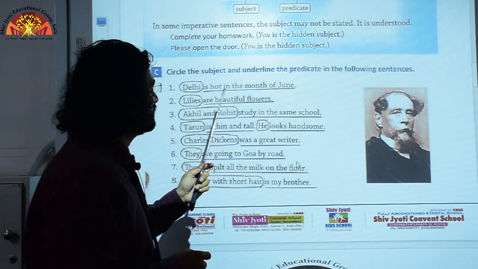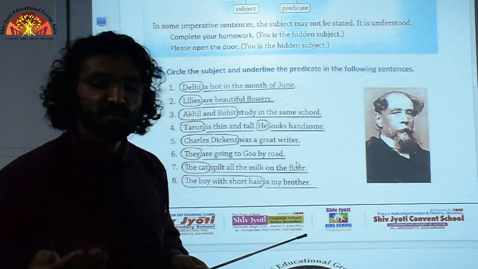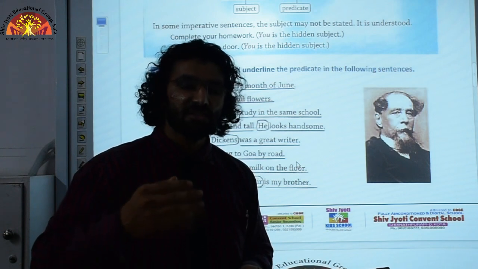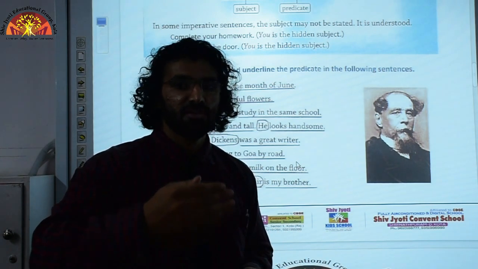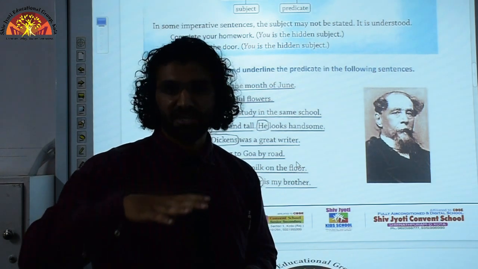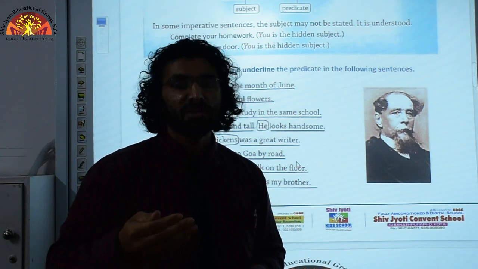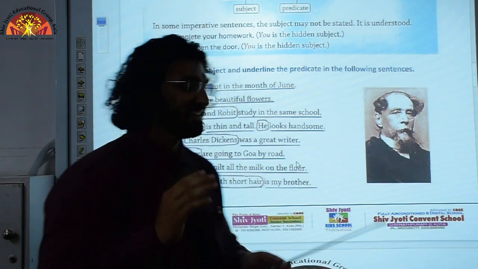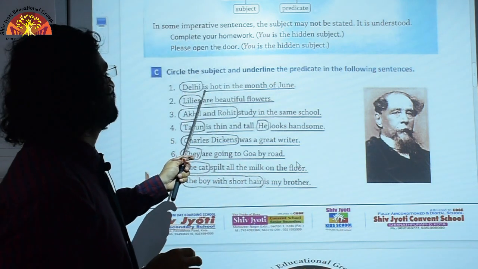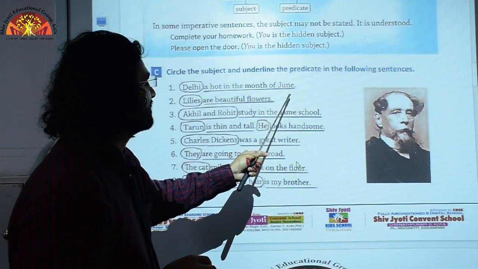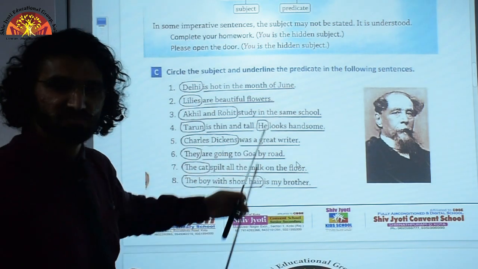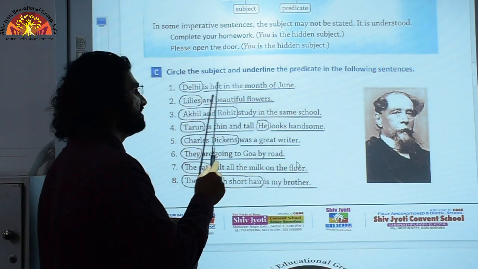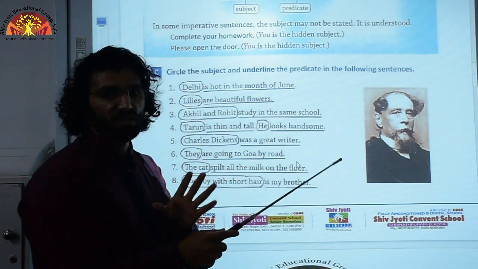Delhi is hot in the month of June. Remember, what is a subject? The thing or person or place, anything that we are talking about, or anything that is the main highlight of a sentence or main performer of action in a sentence. Here we are talking about Delhi. Delhi is the subject. Is hot in the month of June is the predicate. This part is telling us about Delhi, that in the month of June it's very hot in Delhi.